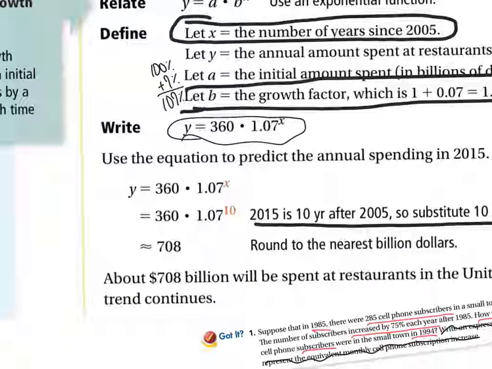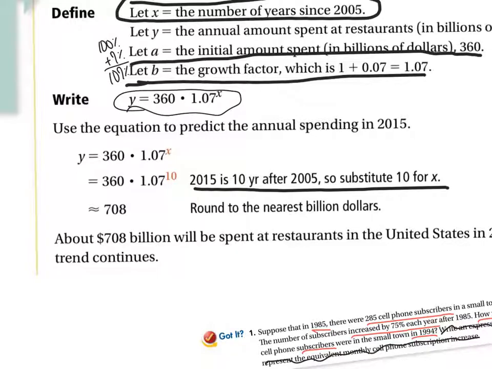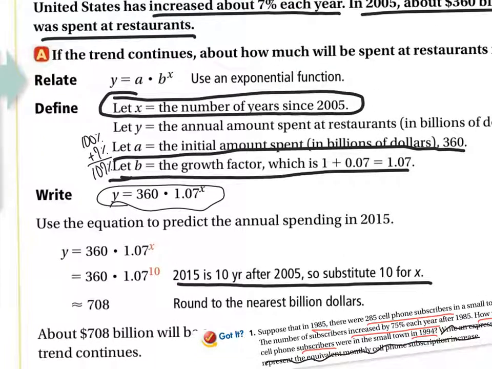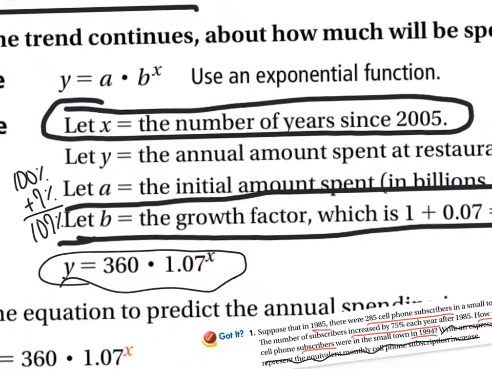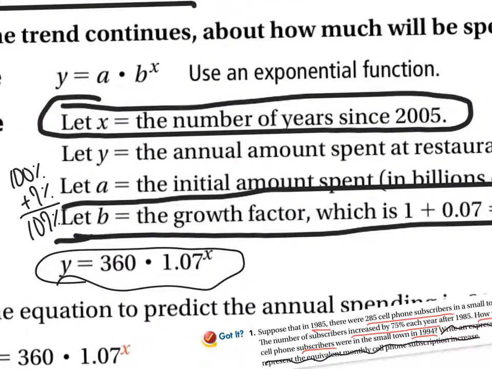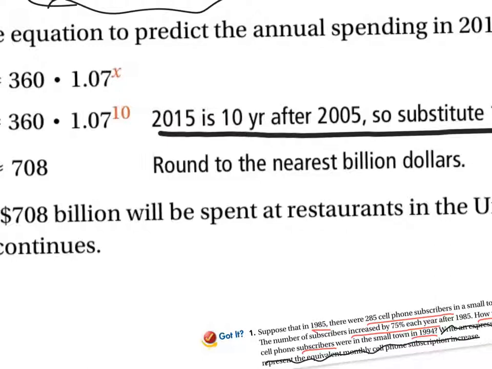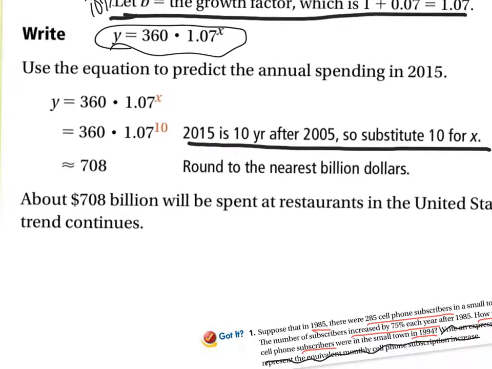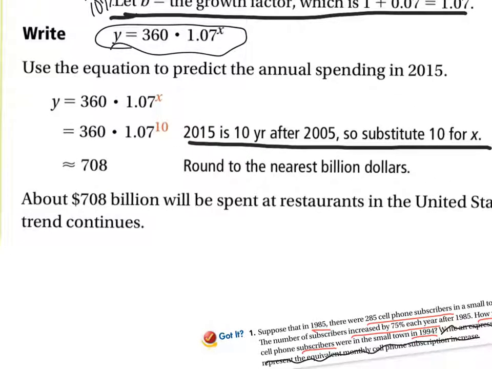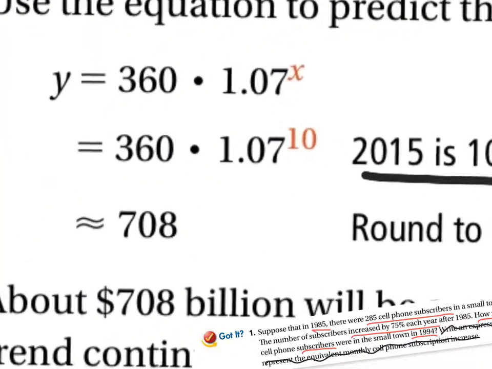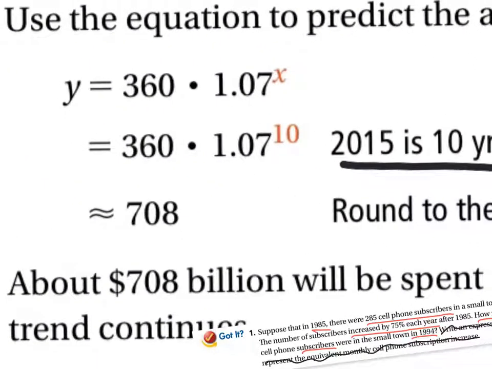So now we are going to predict the spending in 2015. What we need to think about is X is the number of years since 2005. So we're trying to find for 2015. That's 10 years after 2005. So we need to substitute a 10 in place of the X.